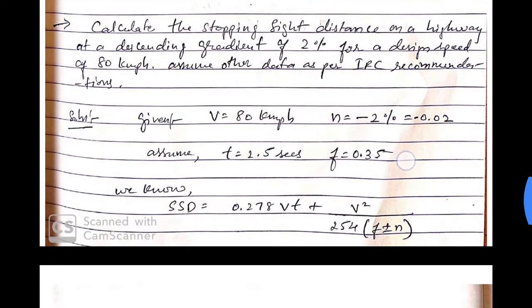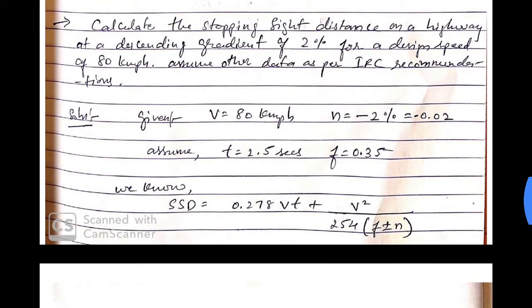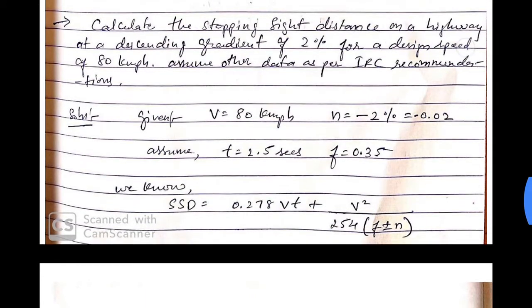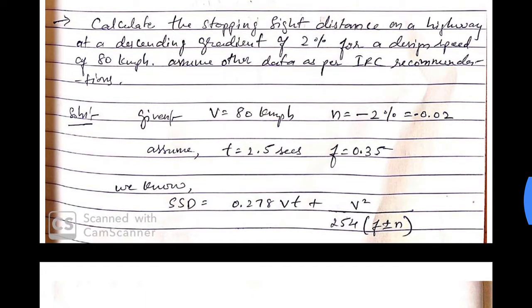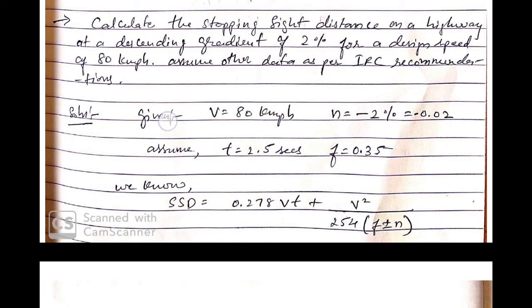Moving to the next problem. Calculate the stopping sight distance on a highway at a descending gradient of 2% for a design speed of 80 kmph. Assume other data as per IRC recommendations. Okay. So what is the data that is given? In the solution we write it down first.